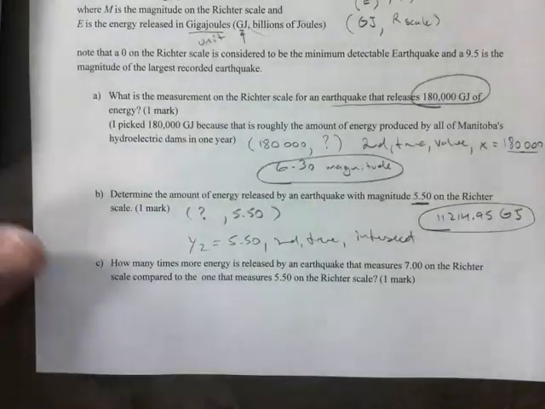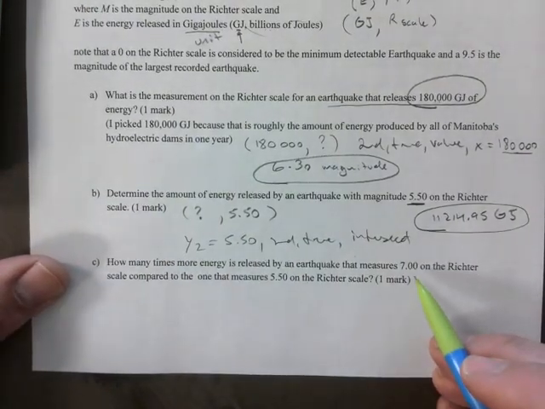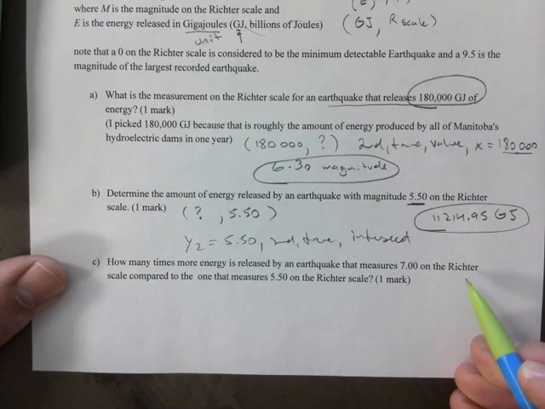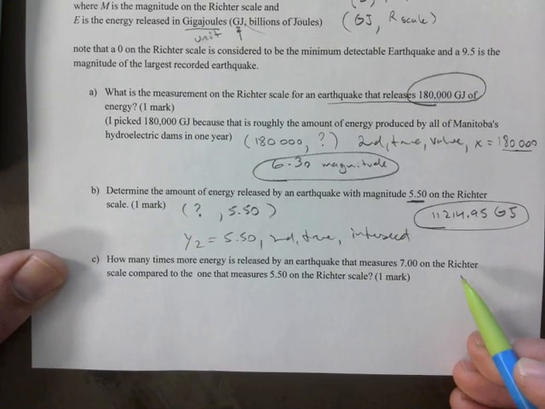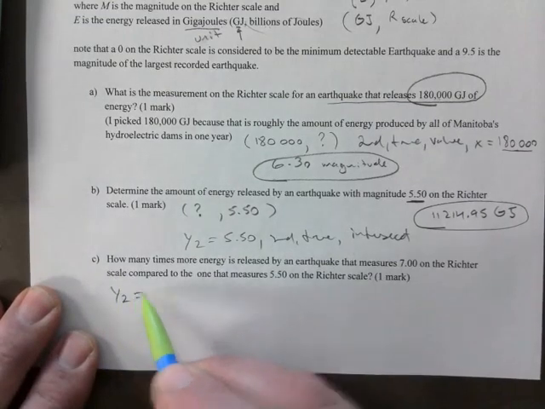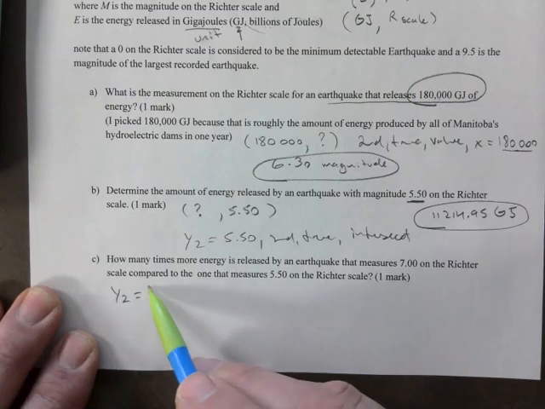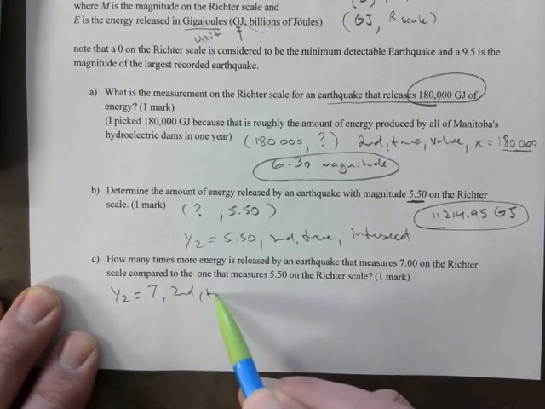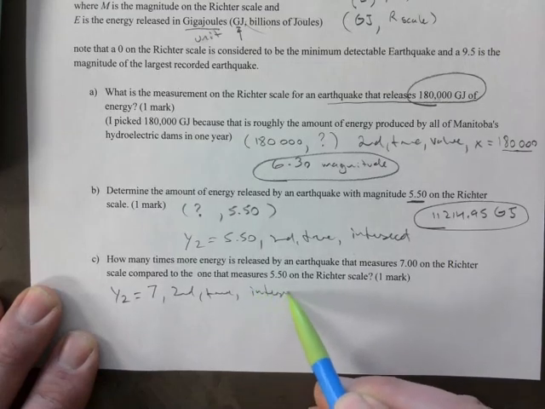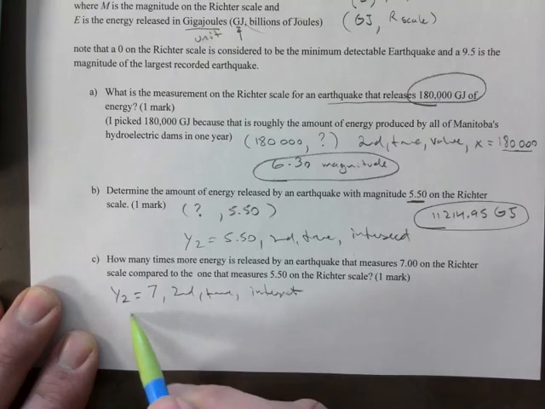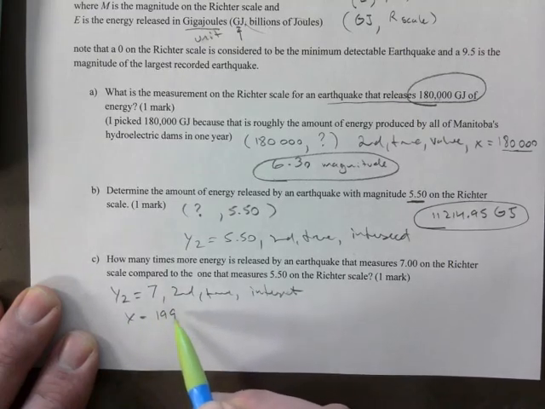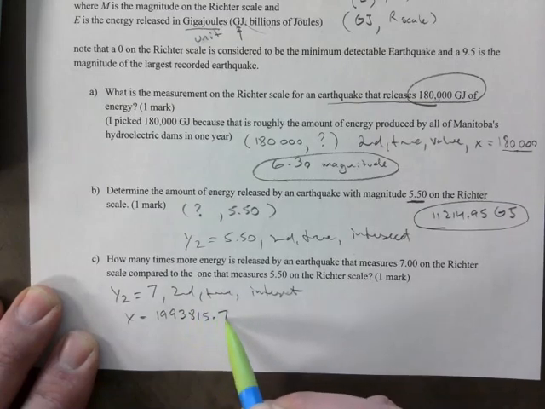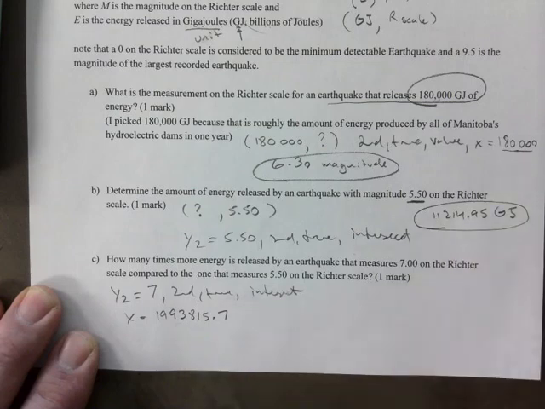How many times more energy is released by an earthquake that measures 7 on the Richter scale compared to the one that measures 5? This one isn't quite fair because I haven't talked about this, so you're not going to lose marks on this one. But you let Y2 equal to 7, second trace intersect, okay? And you get that X is 1993815.7. Okay, so 1 million something gigajoules.